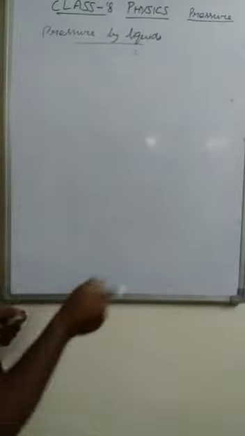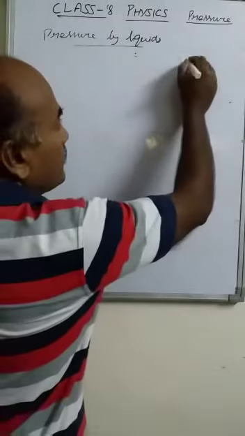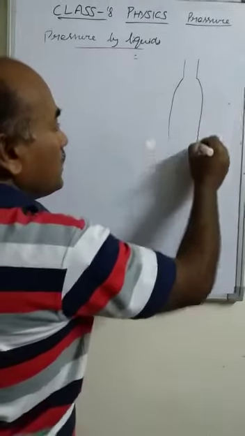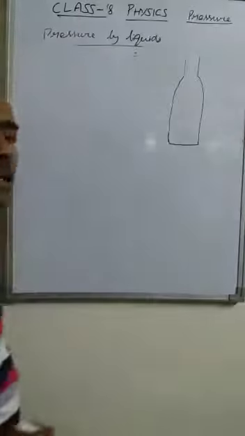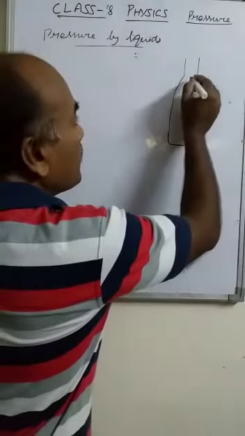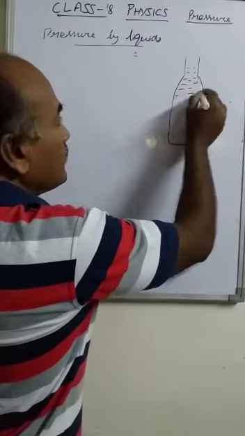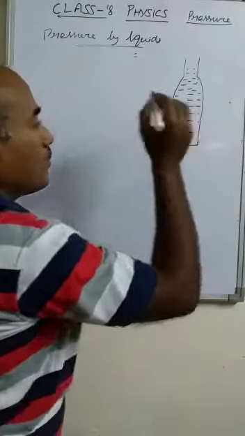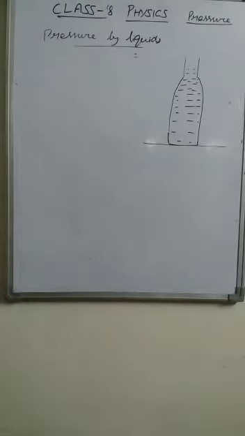For that, you just need a plastic bottle. Take the plastic bottle, and it may be filled with water. Suppose we fill the bottle with water up to this level. That bottle is placed on a horizontal surface. Let it be a table.